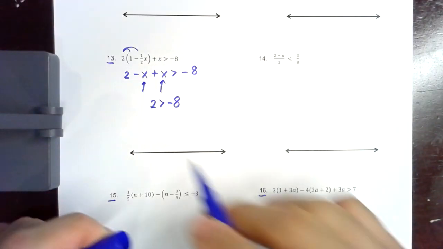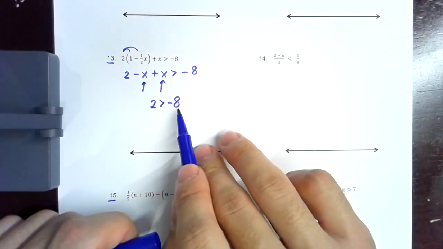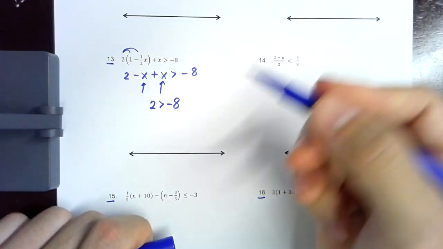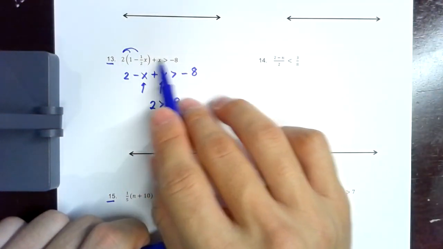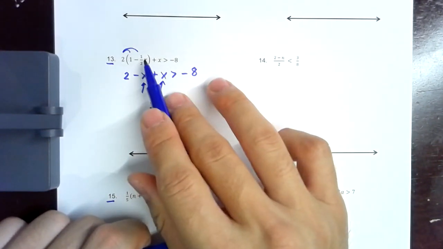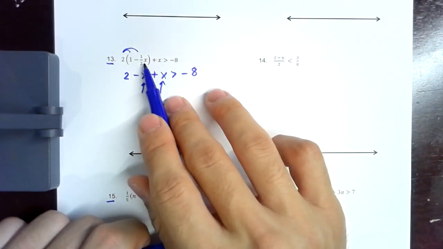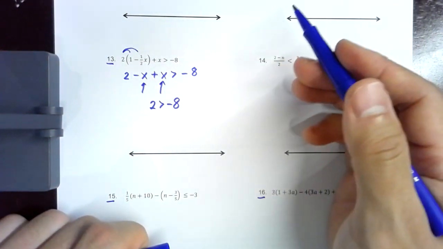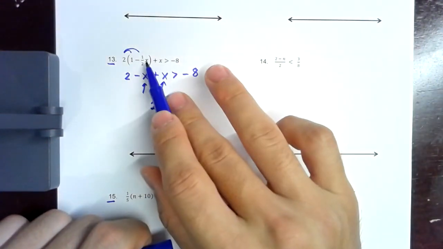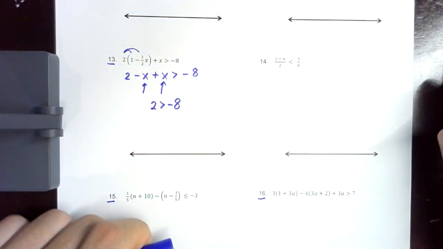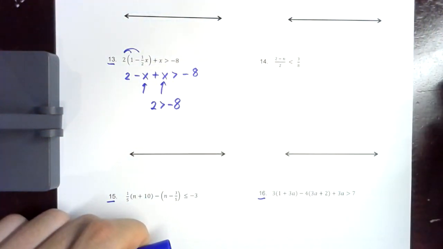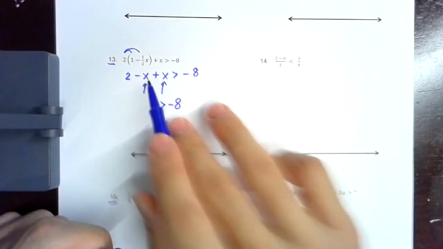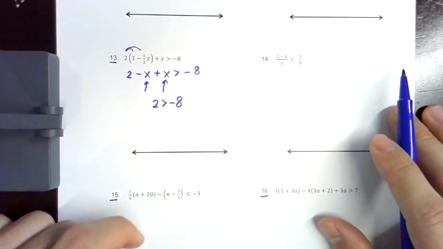So that's weird because 2 is always greater than negative 8, right? So I could actually plug in anything I want into x. I can plug in 0, I can plug in 10, I can plug in negative 50, and every single value for x is always going to work because the x is canceled.